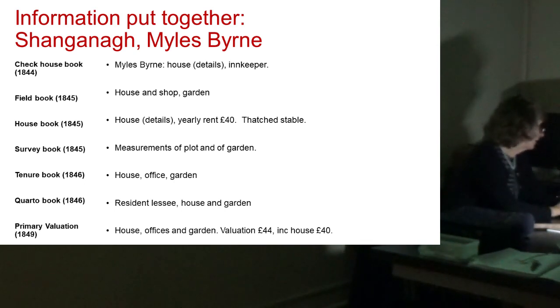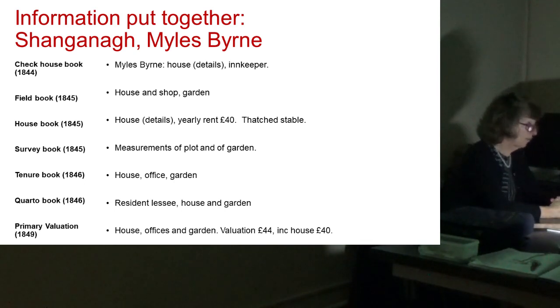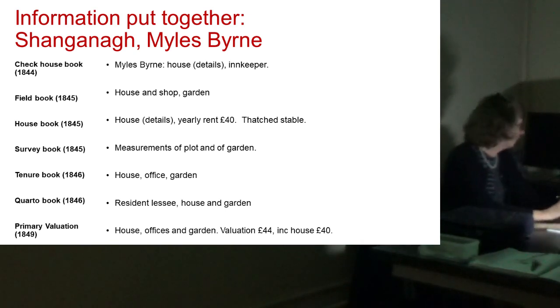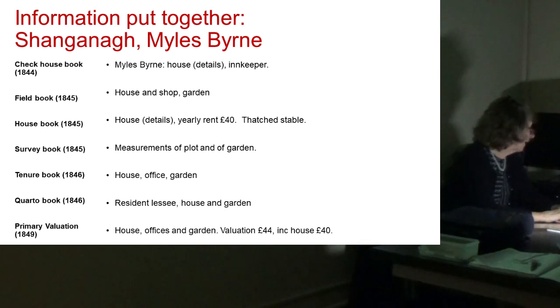In the house book, it has the house details, and it says the yearly rent is £40, which is quite a lot, but he has a thatched stable. The house is slated, but the stable is thatched. The survey book gives the measurements of the plot and the garden. The tenure book just describes it vaguely. The Quarto book describes him as a resident lessee with the house and garden. And the primary valuation says that he's got a house, offices and garden. Doesn't mention being an innkeeper or a shopkeeper or anything like that. Some shops are mentioned in the printed primary valuation, but very often they're not. The valuation was £44 and the house was worth £40, so it was a substantial enough house.